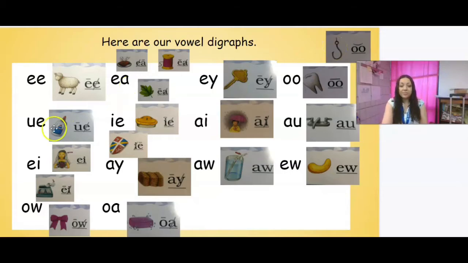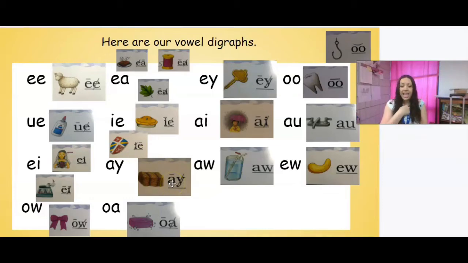digraph OO. Then for UE, we have glue, U, digraph UE, pie, I, digraph IE, rain, A, digraph AI, faucet, ah, digraph AU. Remember, there's two for EI. These are tricky. So I've got veil, A, digraph EI. That's the one that doesn't really make sense. Then we have shield, E, digraph IE.